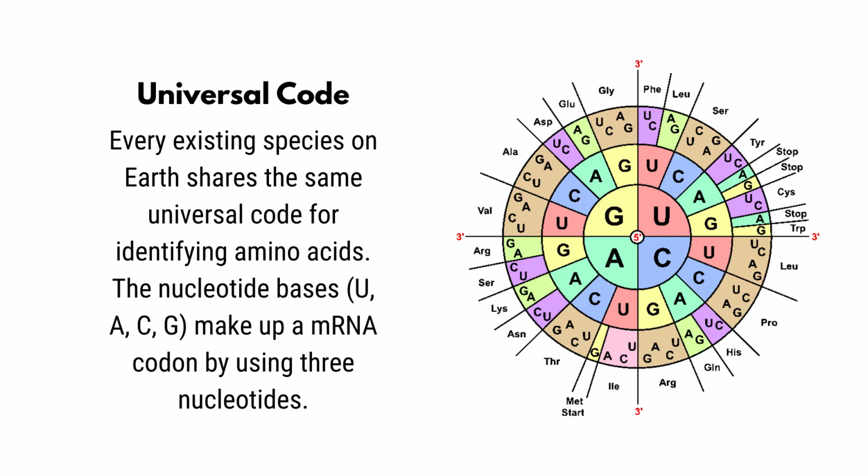Then there's the universal code. Every existing species on Earth uses the same universal code here to identify the different amino acid bases, which is U, A, C, and G, which are the nucleotide bases that make up the mRNA codon.